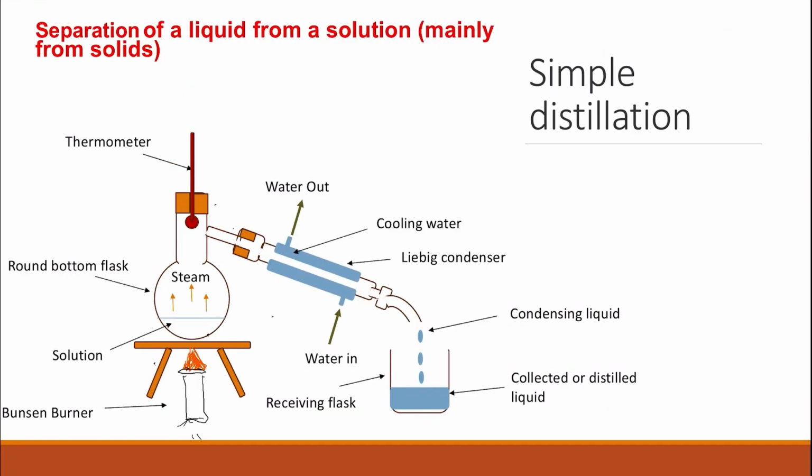But if you want the liquid now, not the solid, and you have a mixture of a soluble salt and a liquid, then you can separate the liquid using distillation. So simple distillation is the method of choice here. You heat the mixture where the liquid will evaporate, and then it goes through the Liebig condenser where it's condensed and it's collected here in the receiving flask.